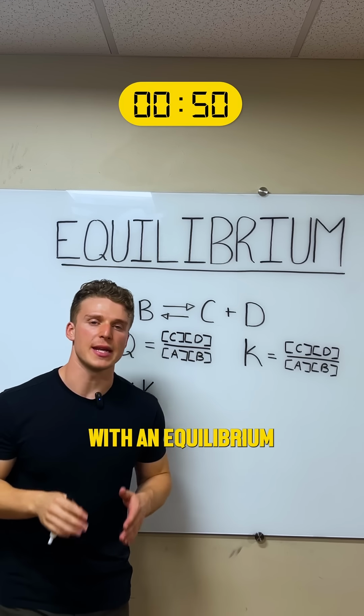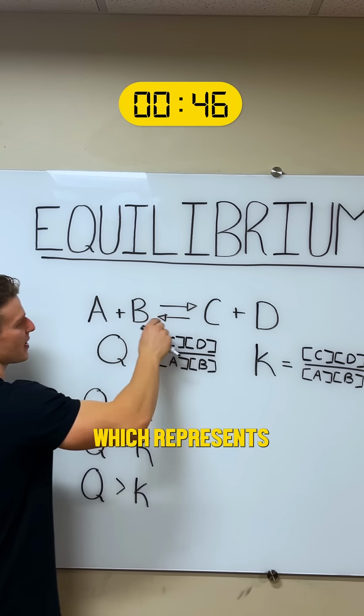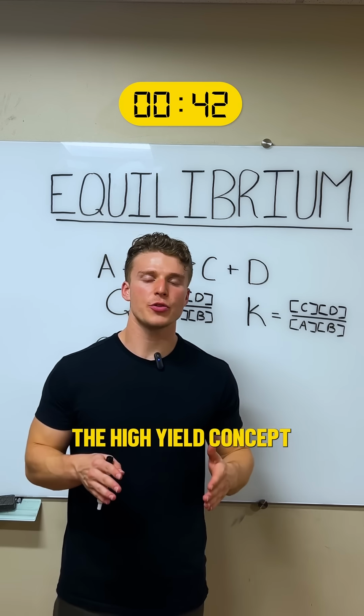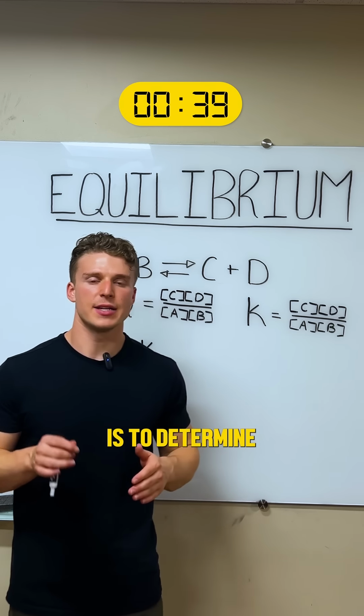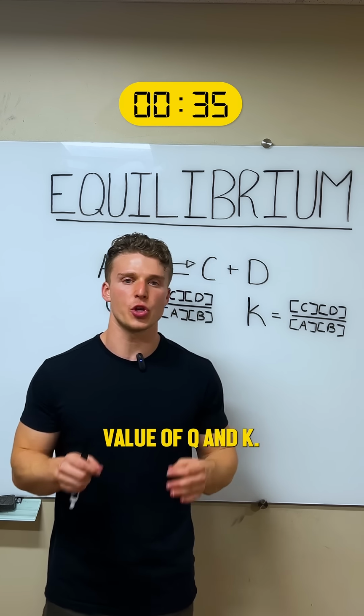You know you're dealing with an equilibrium reaction on the MCAT if you see these two arrows, which represents that this reaction can proceed in the forward and reverse direction. The high yield concept you need to know for the MCAT is to determine which way an equilibrium reaction will proceed based on the value of Q and K.